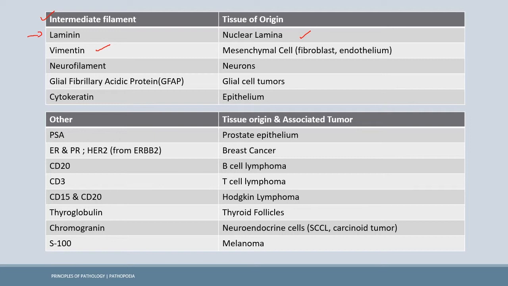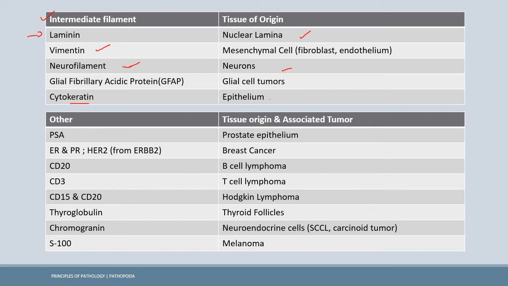Again, can I ask you the question over here that if the cells are neurofilament positive, then the tumor is likely to be of the neurons. Now, again, we have the glial fibrillary acidic protein, the GFAP, for the glial cell tumors, and the cytokeratin is for epithelium. Now, cytokeratin has different kinds of acidic or basic stains, but we need not go into such details. And this much is enough for the purpose of examinations and also clinically.